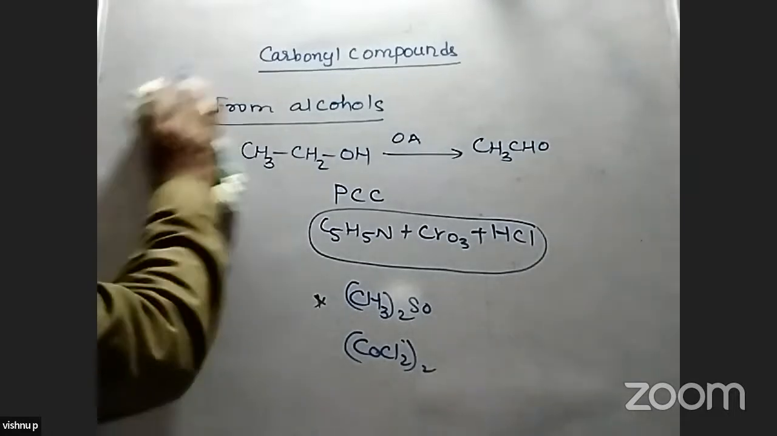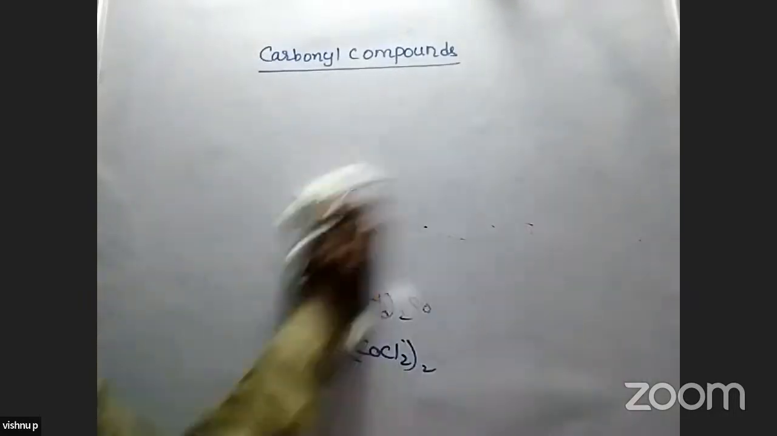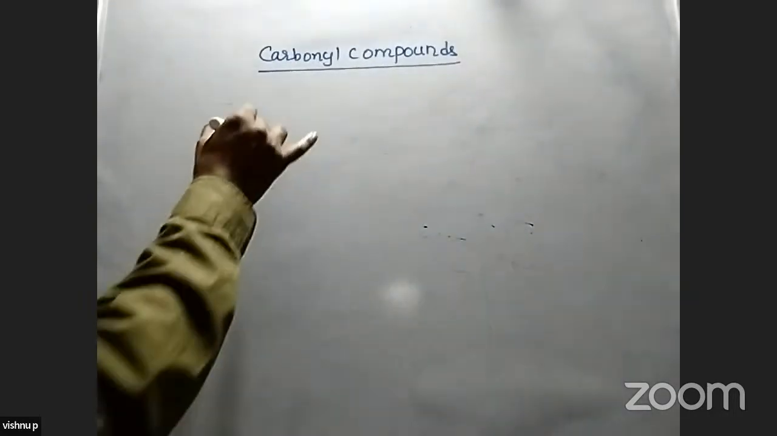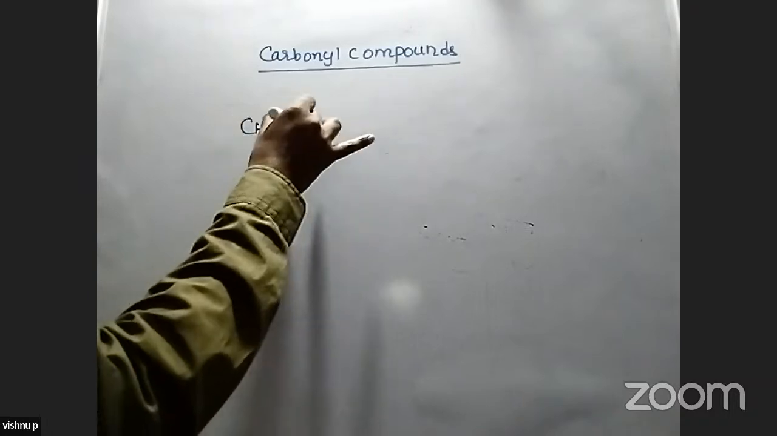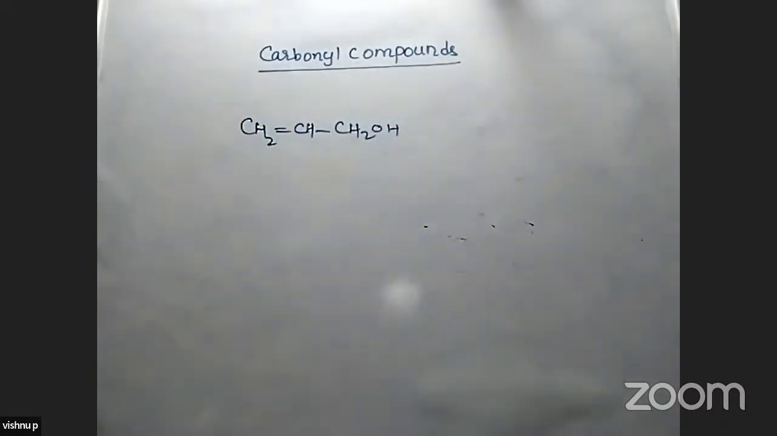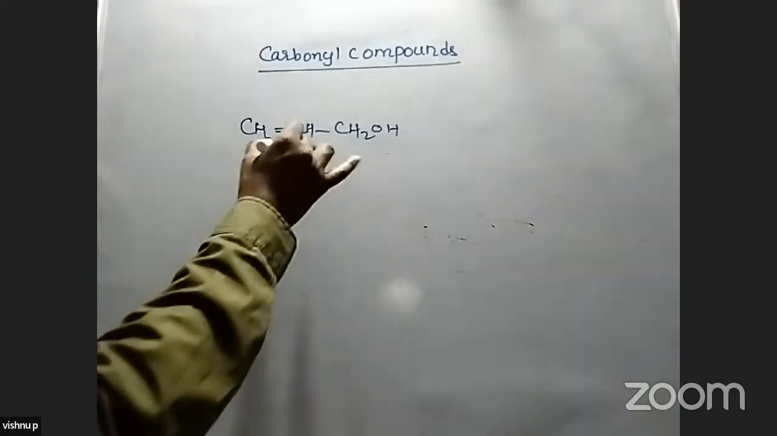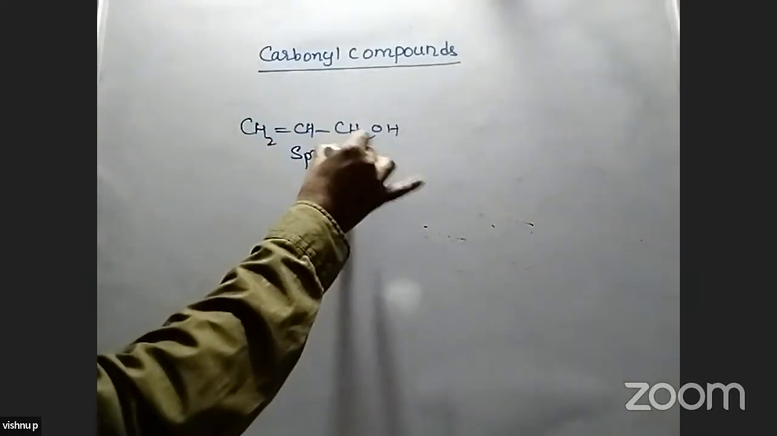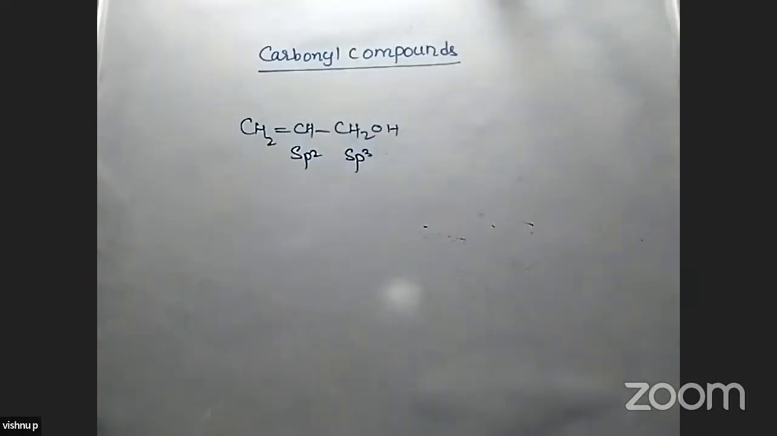Okay. If this alcohol is unsaturated, we take the example CH=CH-CH2OH. What type of alcohol is it called? Allyl alcohol. What is the meaning of allyl alcohol? An sp2 carbon is there, and the OH group is attached to an sp3 carbon. This sp3 carbon is attached to the sp2 carbon. This is called an allyl alcohol.